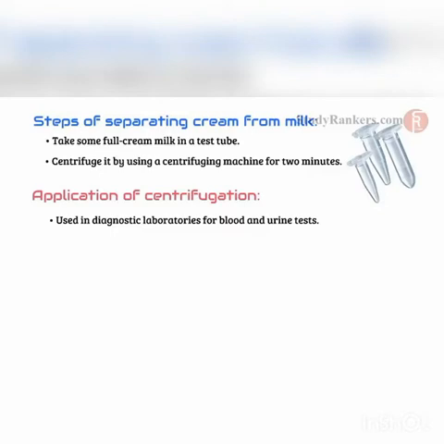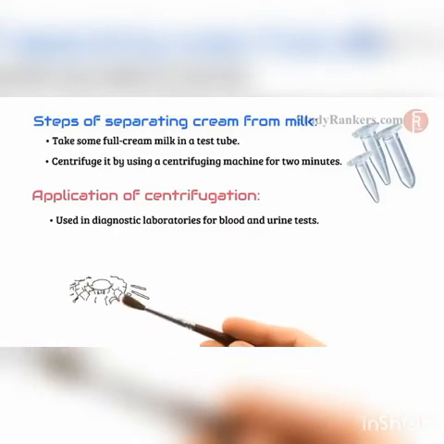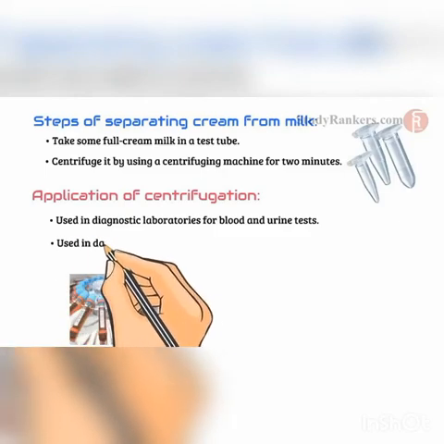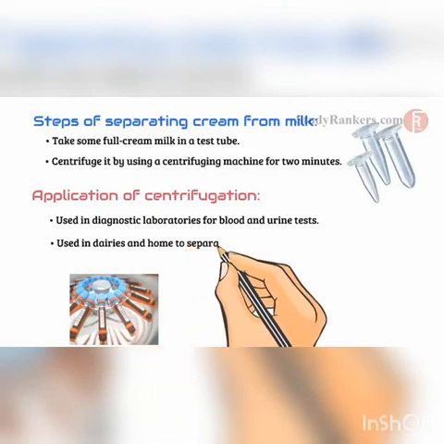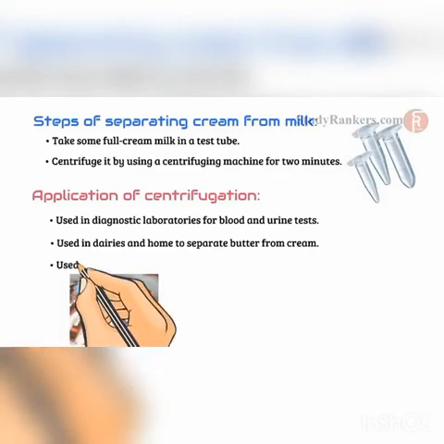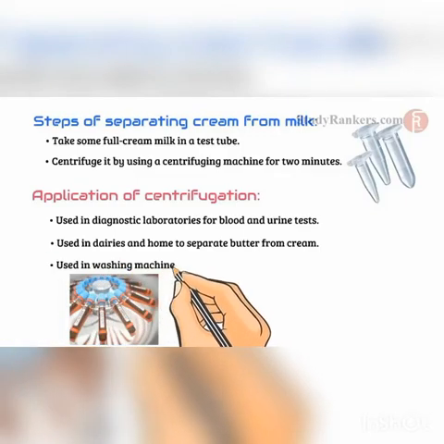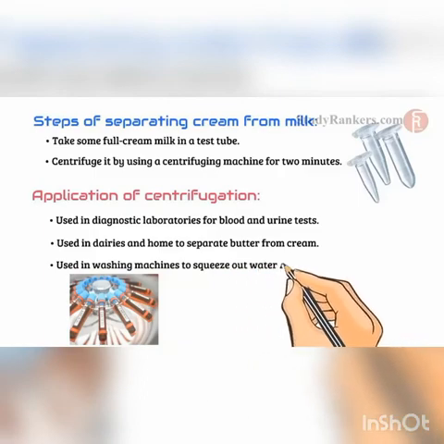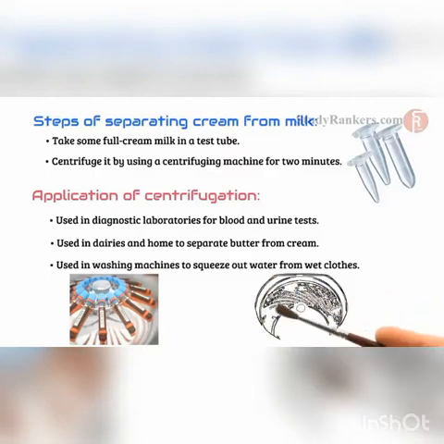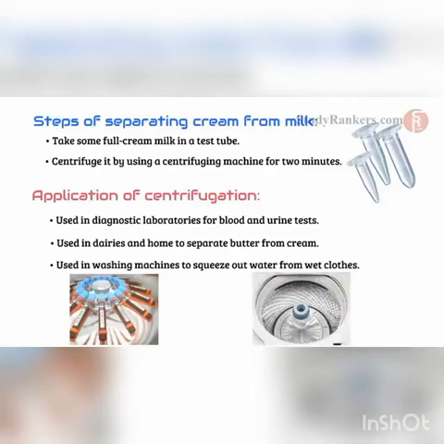Now, we will see some applications of centrifugation. This process is used in diagnostic laboratories for blood and urine tests. It is also used in dairies and at home to separate butter from cream. Also, in washing machines, it is used to squeeze out water from wet clothes.